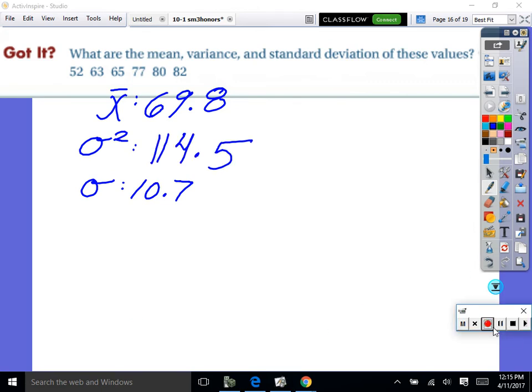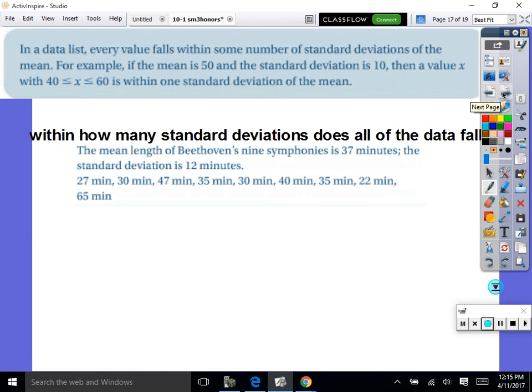Okay, perfect. So everybody listen: in a data list, every value will fall within some number of standard deviations from the mean. For example, if the mean is 50, so if the average is 50, and the standard deviation is 10, then the values within 40 and 60 will fall within one standard deviation from the mean. Does that make sense? So if we have a mean of 50, and our standard deviation is 10, everybody.